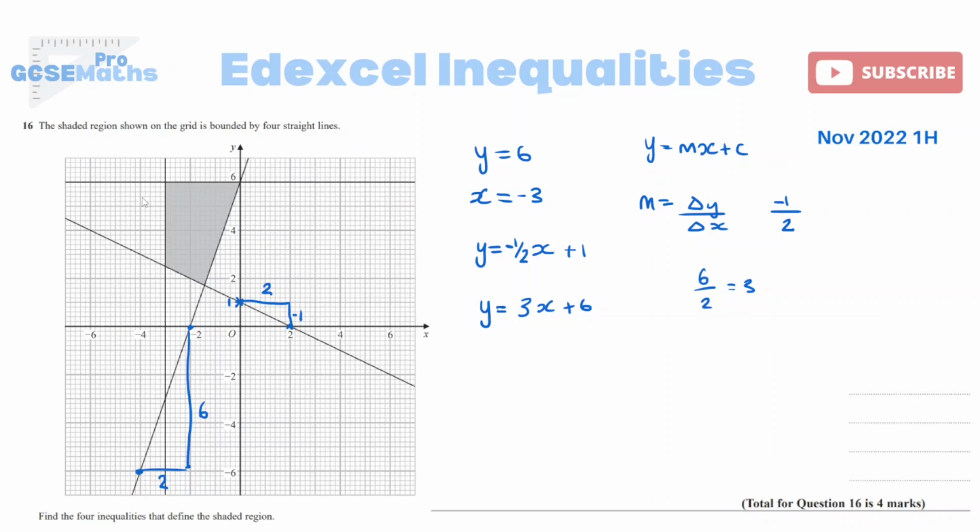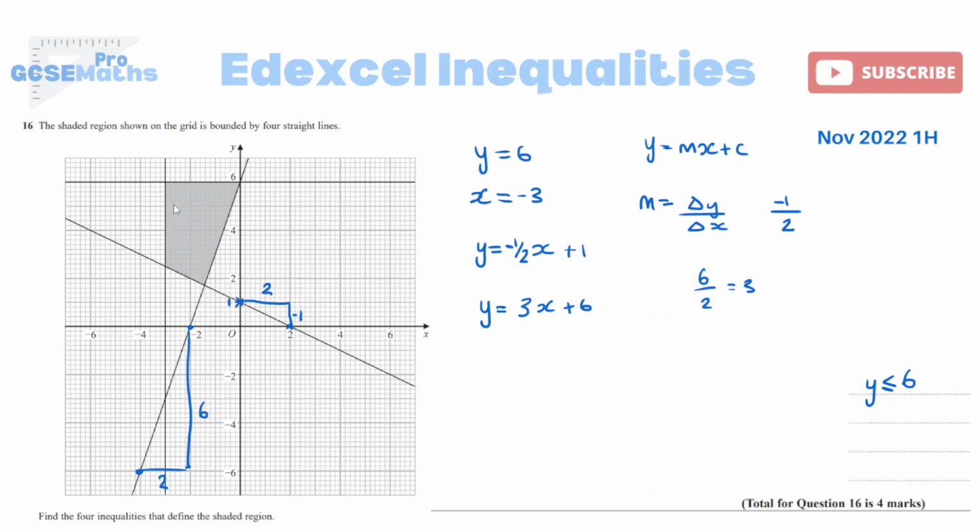y is equal to 6. Is the shaded region greater than or less than 6? Well, seeing as it's below, I'm going to go with less than. So that one's quite easy. It is less than 6. But also, because they're solid lines, I'm going to put or equal to. If they had dashed lines, then I would say just less than 6. Because it's a solid line, I'm going to put equals to as well.